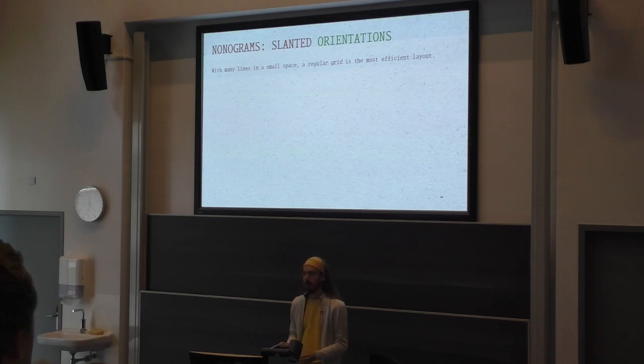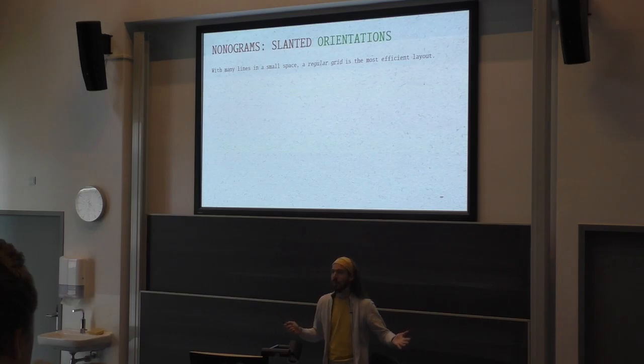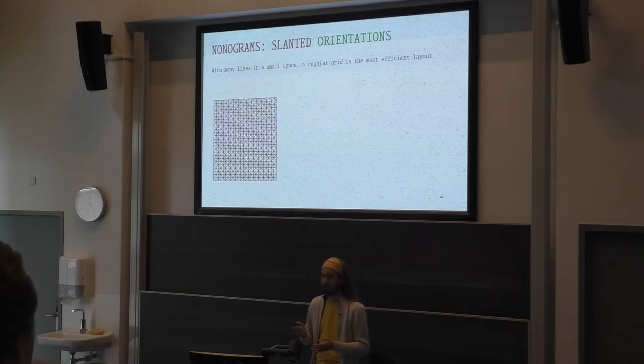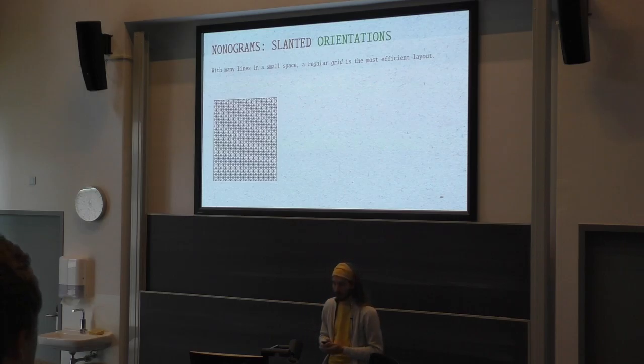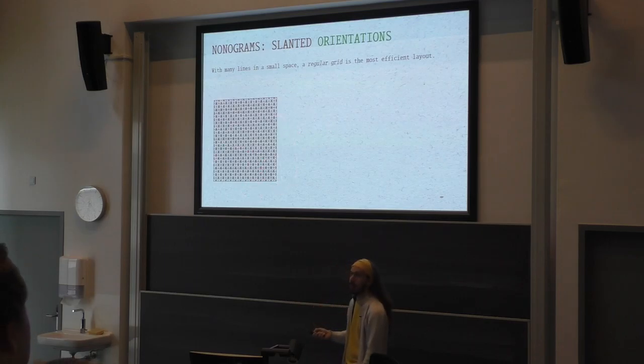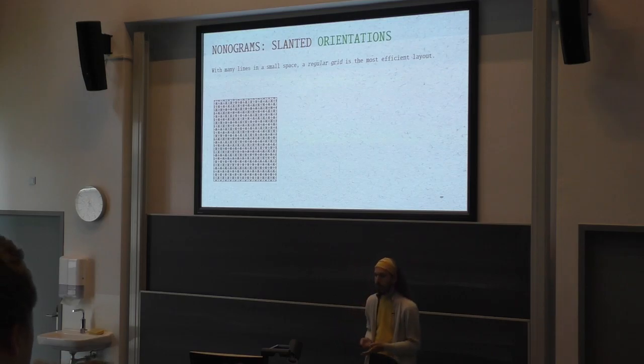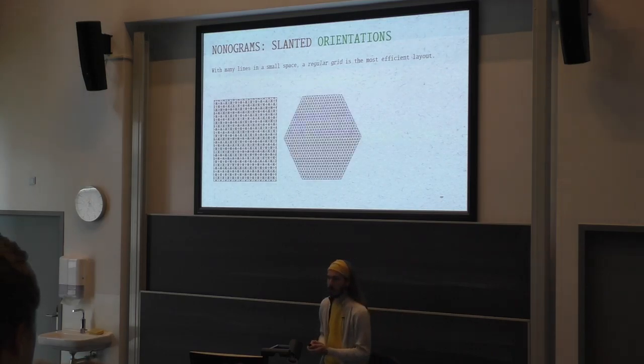Well, then you get something that we call a grid. So if we use two orientations, then we get a regular grid of horizontal and vertical lines, and we're back where we started. Okay, but we can also do it with more than two orientations. For instance, four orientations. So it's just a regular grid, but with the diagonals added. Okay, but we can also do it with three orientations.